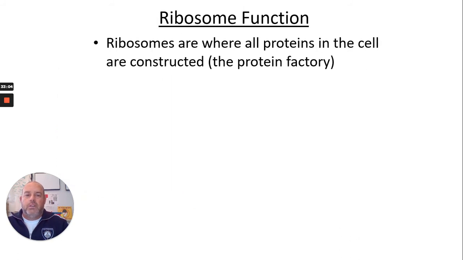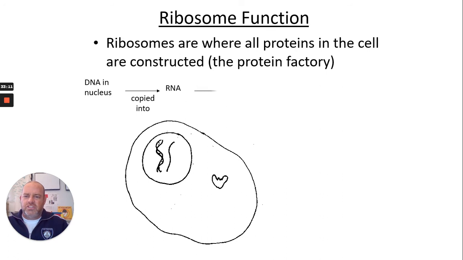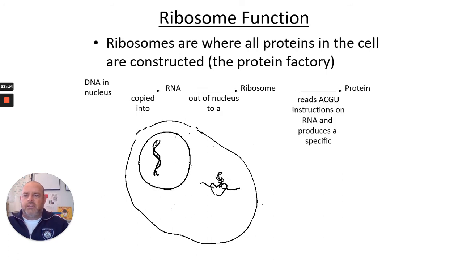So ribosomes are where all proteins in the cell are constructed, the protein factory. Again, just a quick overview of protein synthesis. DNA in the nucleus is copied into RNA, and that's called transcription. Then the RNA leaves the nucleus and goes out to the ribosome, and the ribosome converts that code and uses tRNA and strings some amino acids together to make a protein. Just a quick reminder about the ribosome function.